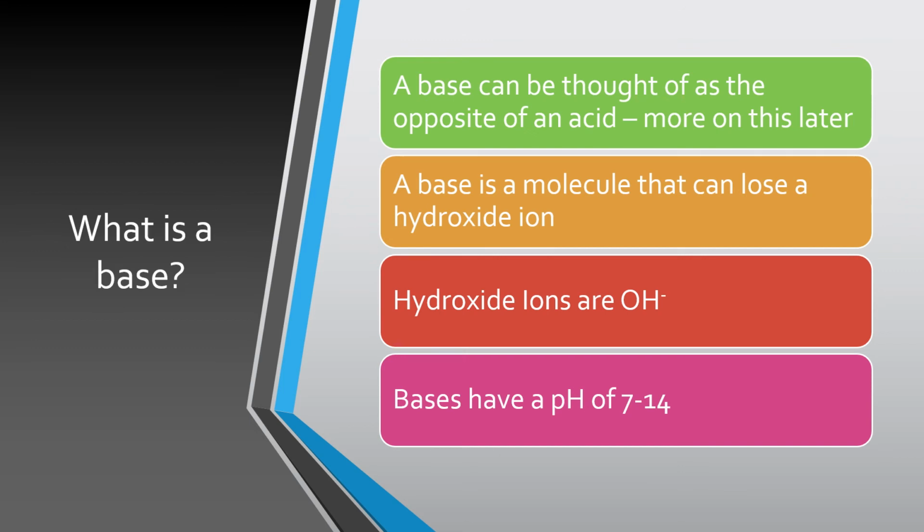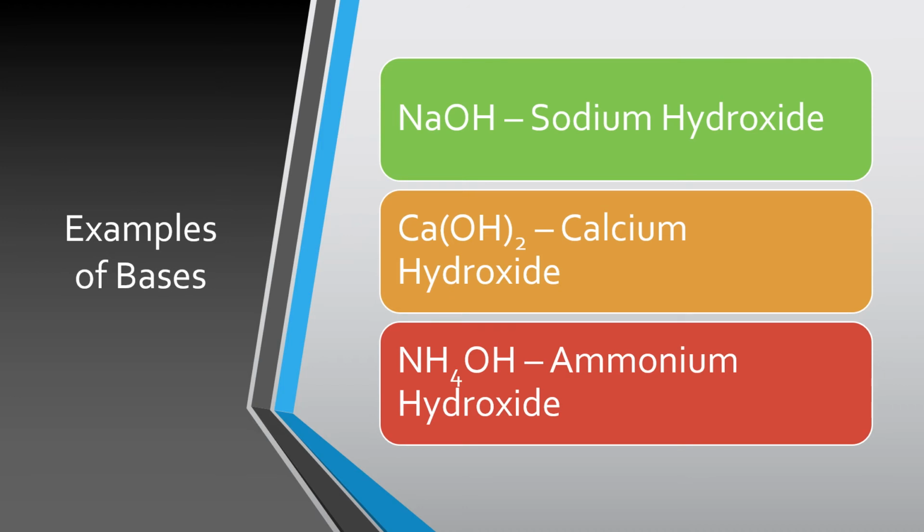A base is often thought of as the opposite of an acid, and this isn't a bad way to think about them. A base is a molecule that can lose a hydroxide ion, which is a molecule composed of one oxygen and one hydrogen with a negative charge. Bases have a pH between 7 and 14, and are said to be either alkaline or basic. Some common bases include sodium hydroxide, NaOH, calcium hydroxide, CaOH2, and ammonium hydroxide, NH4OH.